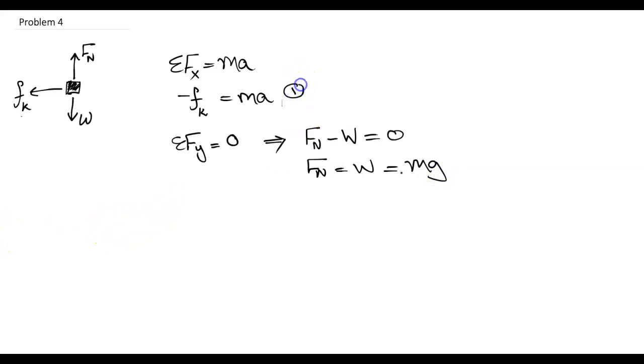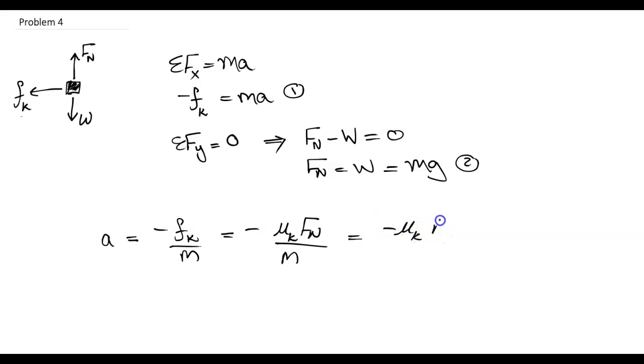Let's call the first equation number 1, call the second equation number 2. From equation 1, we can find that a is minus Fk over m, and if you remember that Fk is also mu k F normal, then we get mu k F normal over m, and if we plug in that F normal is mass times acceleration due to gravity, over m, we get that the acceleration is mu k g.